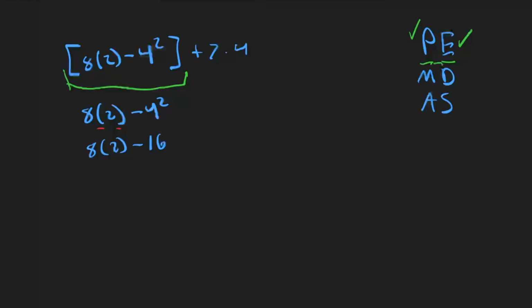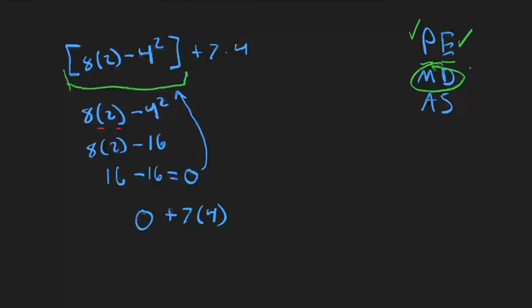Go on to step 3, multiplication and division. So 8 times 2, evaluate 16 minus 16. Obviously, we are going to get 0. This 0, we can then plug back in for this entire parenthesis right here. So our new equation will be 0 plus 7 times 4. And here we'll go back to the top.